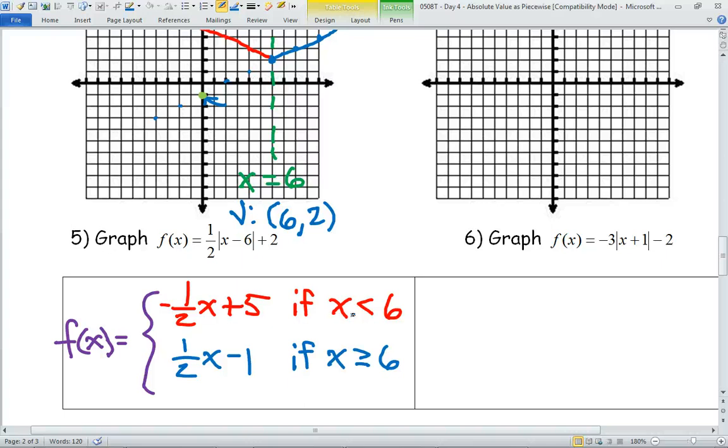Miss Street, how do I know when to use the or equal to and when to just leave it less than? How do I know? It doesn't matter. Just let one be one and let one be the other. It doesn't matter.